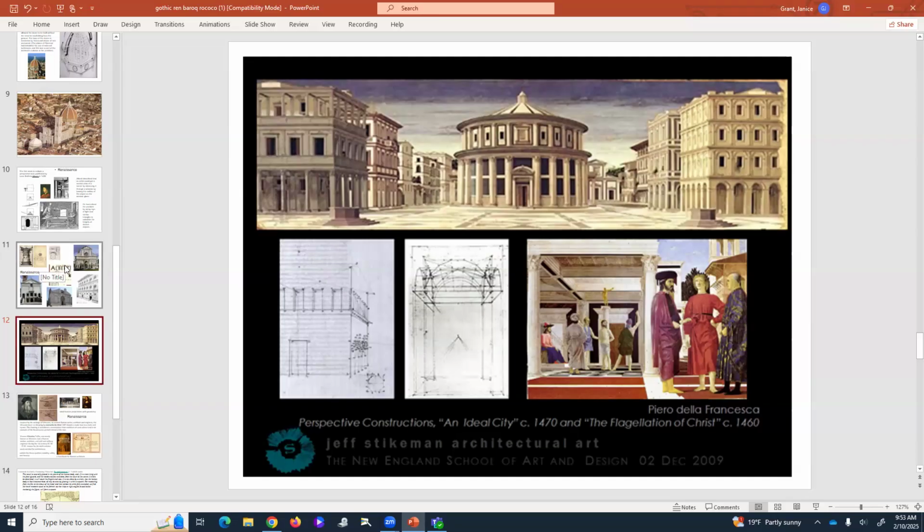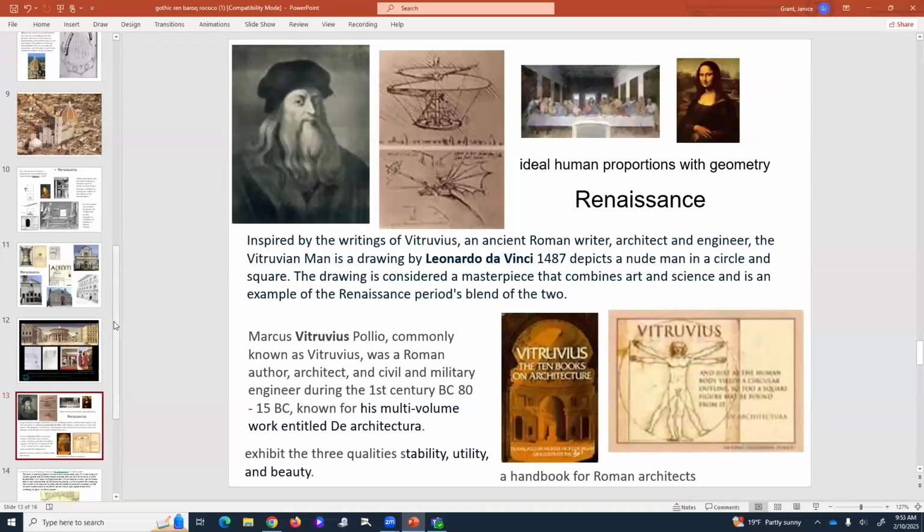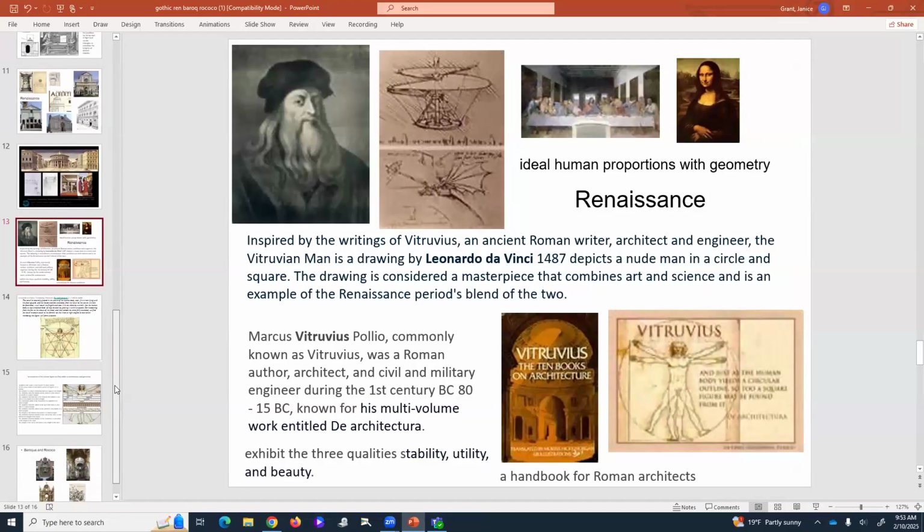And during the Renaissance style, looking at these things, and during that time, we see that inspired by the writings of another author, Vitruvius. So we see these designs that are coming out of early times as well.